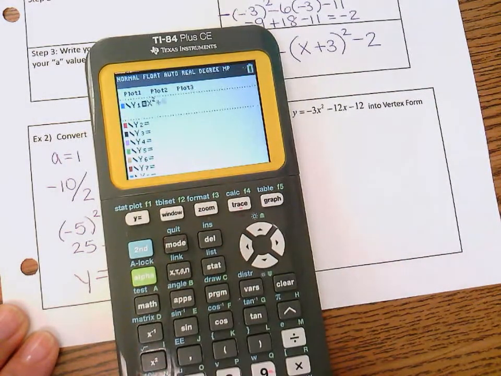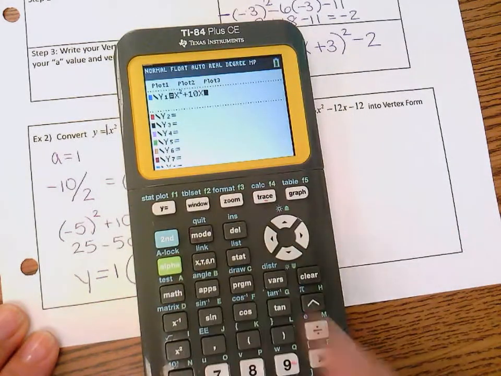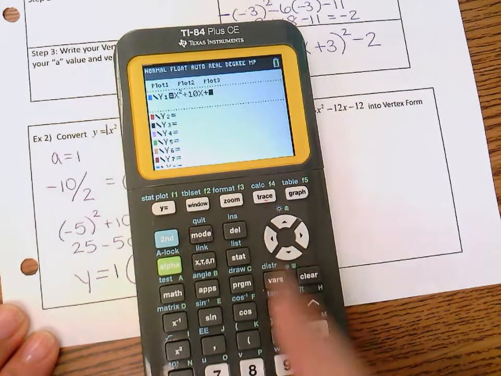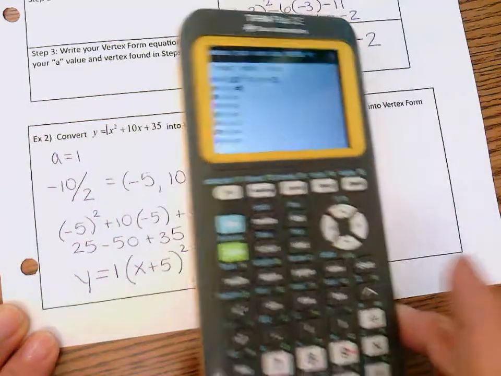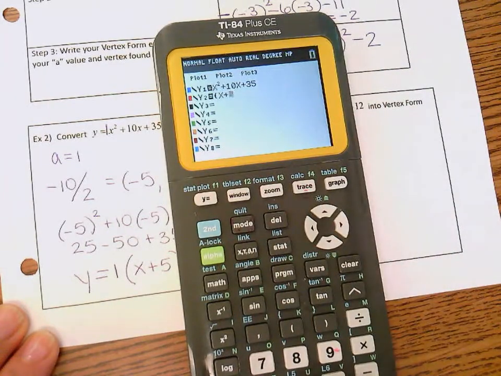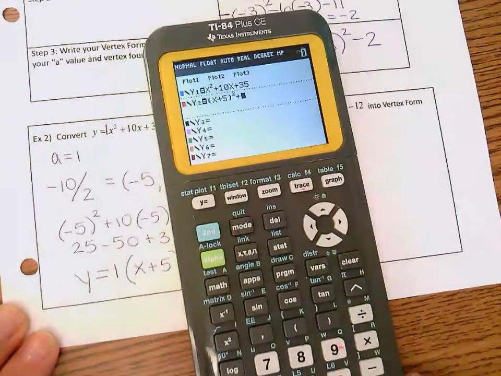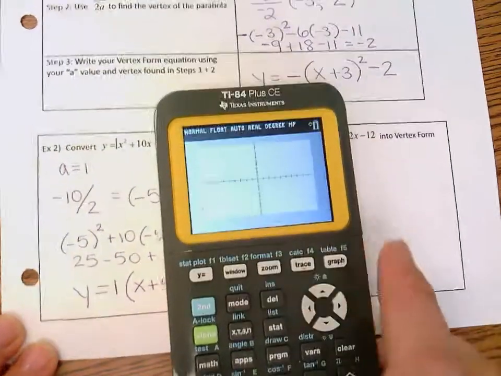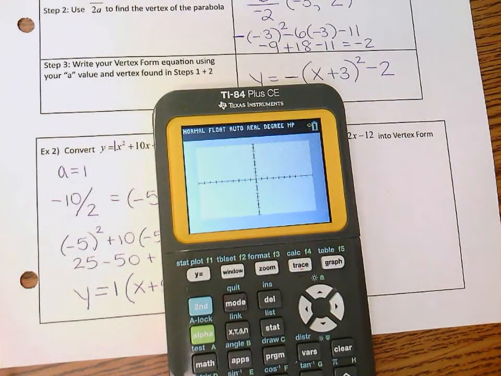x squared plus 10x plus 35 and parentheses x plus 5 squared plus 10. So let's graph and see if they showed up on the same axis.